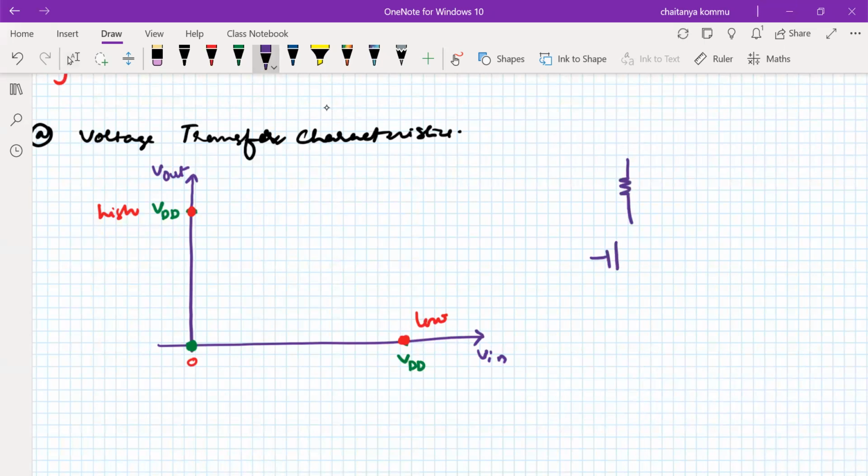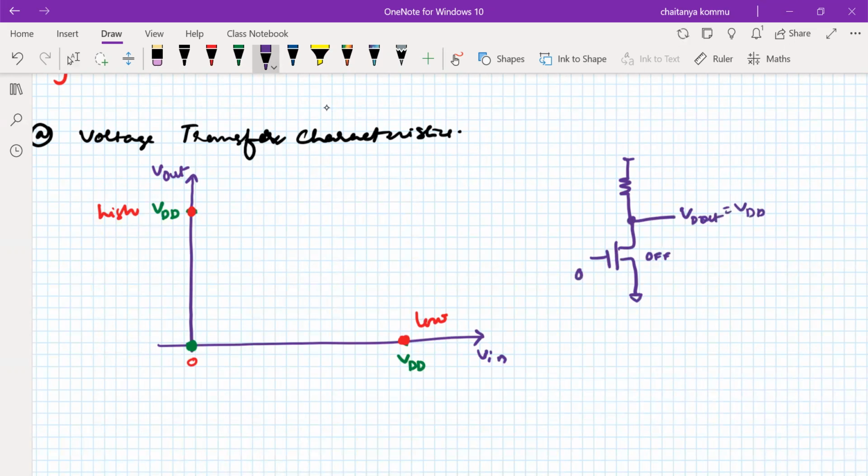We have a transistor here. When the input is equal to 0, what is the Vout value? We found it's VDD. So that means this transistor is initially off, and that's the reason Vout is equal to VDD. So Vout is equal to VDD, right?